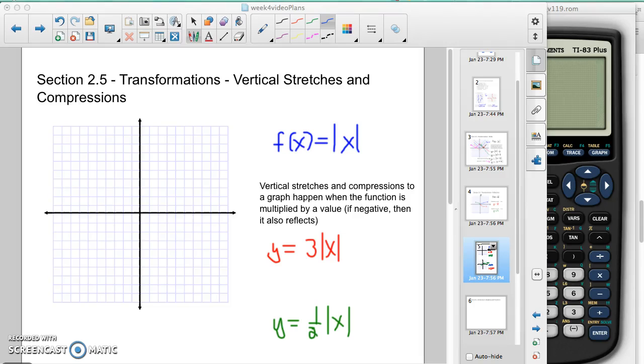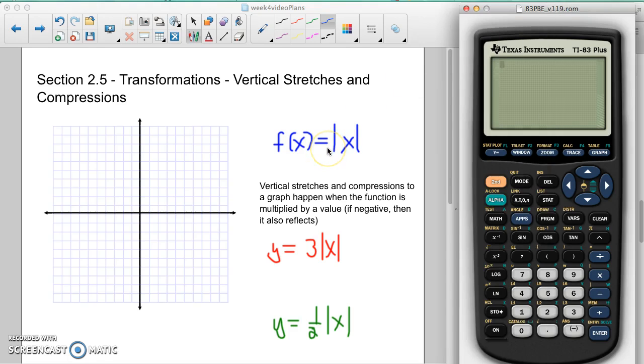Hello, and in this final video on transformations we'll be looking at vertical stretches and compressions. So we're going to take a look at the absolute value function again, and we're going to look at how vertical stretches and compressions work on this graph specifically.